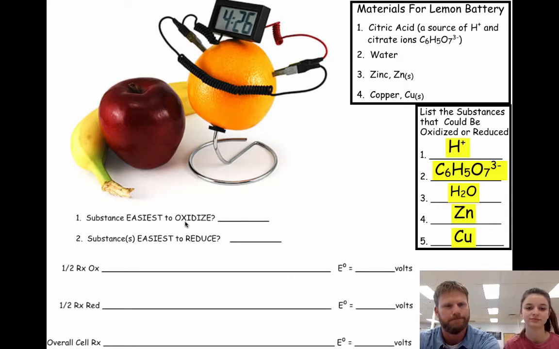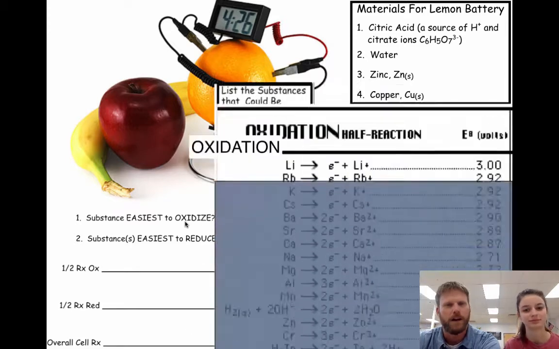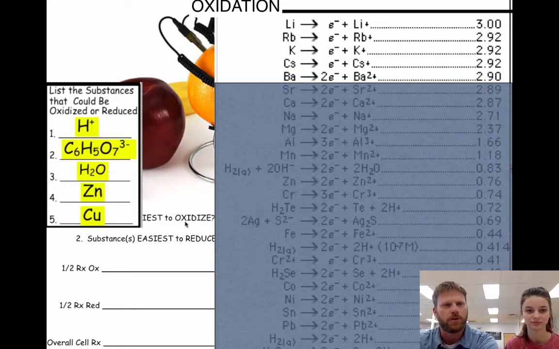How are we going to do that? Redox tables. All right, so let's do oxidized first. Can you eliminate or narrow down this list for what we might be looking for as substances to oxidize? Metals will probably be the easiest to oxidize, so we should look for the zinc or the copper. Why are metals so easy to oxidize? They lose electrons easily. They do.